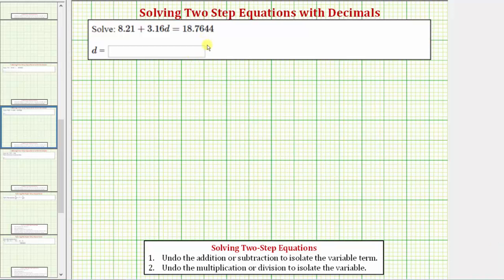We want to solve the given equation containing decimals. Because 3.16d means 3.16 times d, the solution is a value of d that makes 8.21 plus 3.16 times d equal to 18.7644. In order to solve the equation for d, we need to isolate d on one side of the equation, and because the d term is on the left side, the solution will be in the form d equals some value that again makes the expression on the left equal to 18.7644.